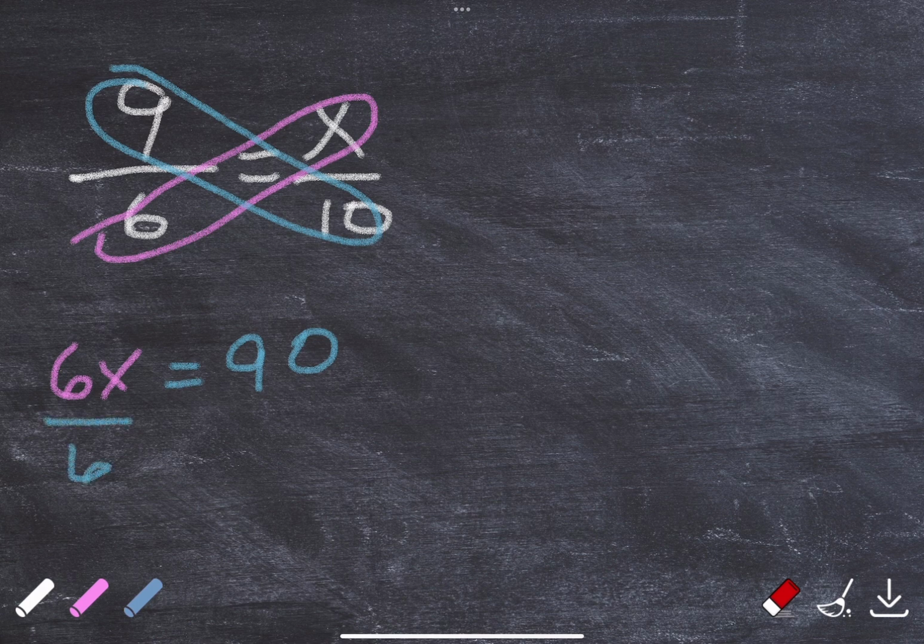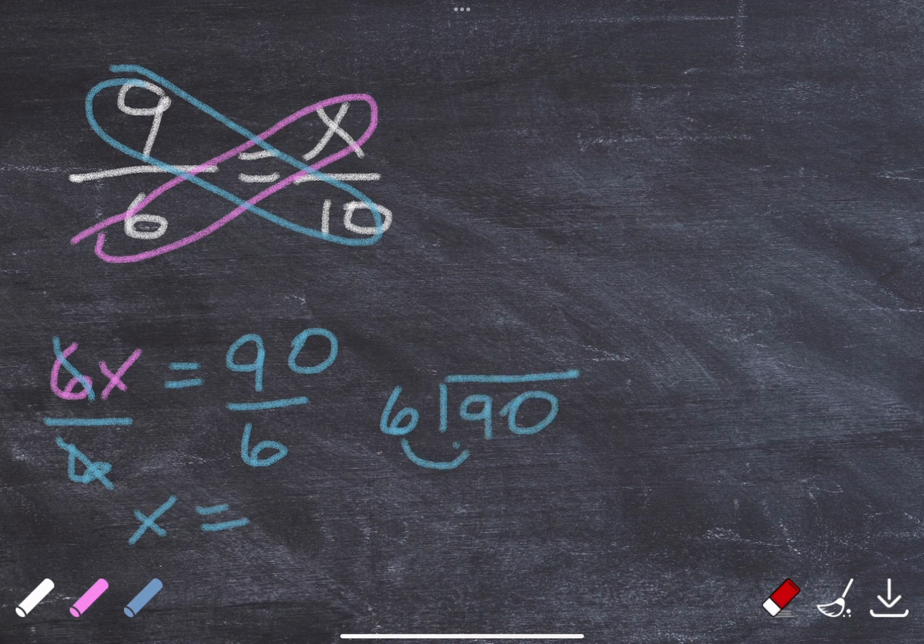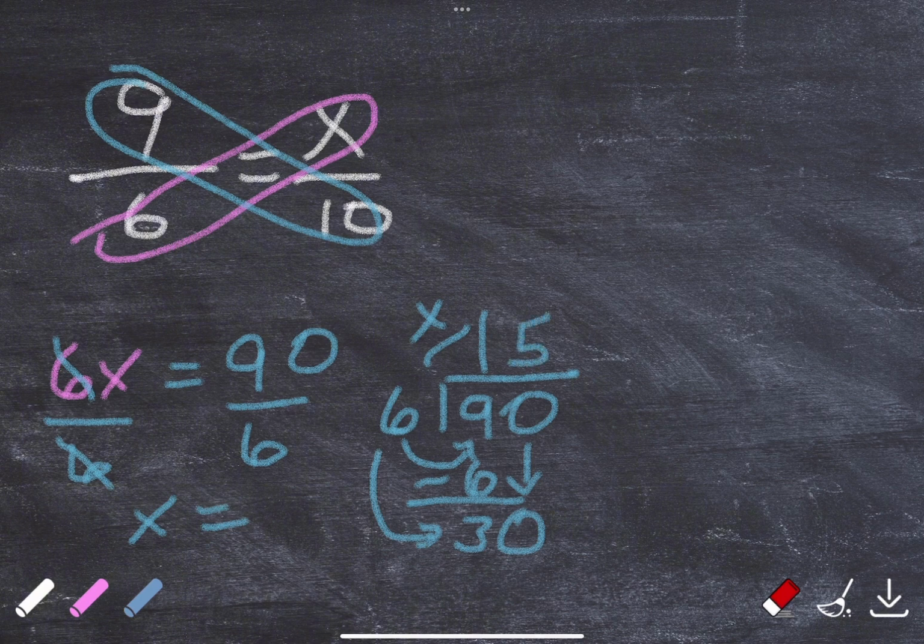We're going to divide both sides of this equation by 6. That way I can isolate the variable. 6 divided by 6 will get x alone. And now we're going to divide 90 by 6. Now, when I divide, I'm going to use the long division algorithm. 6 can go into 9 one time, and the difference between 9 and 6 is 3. Drop down that 0, and I have 30. Now I know that 5 groups of 6 give me 30, so my answer is 15.